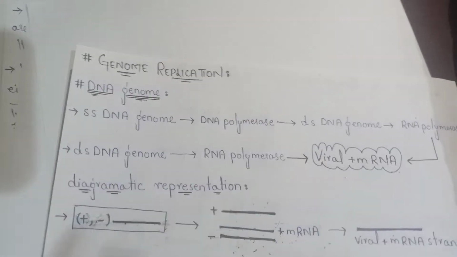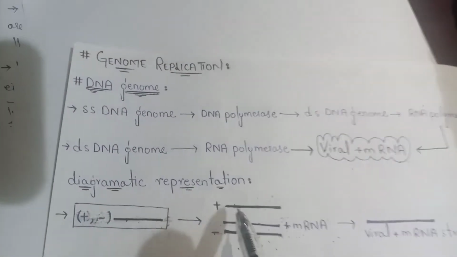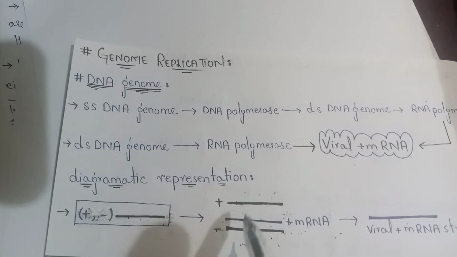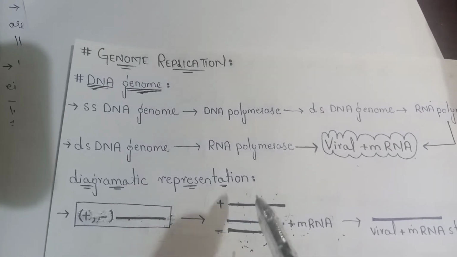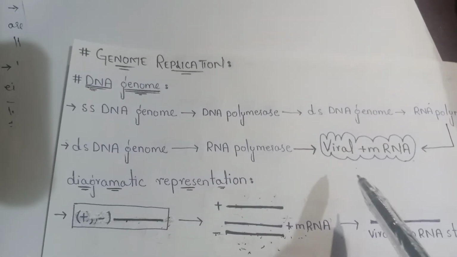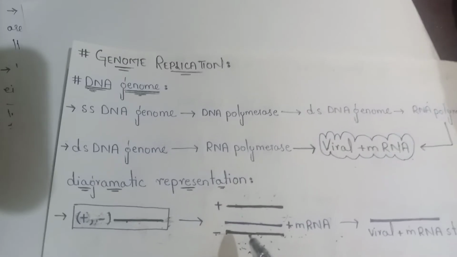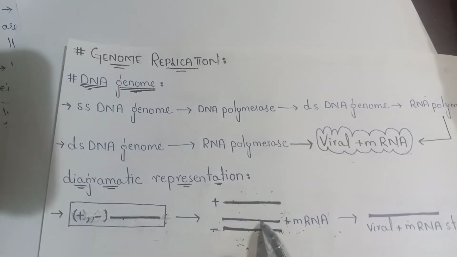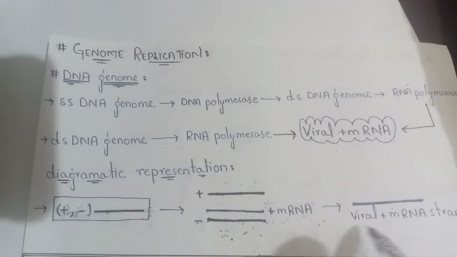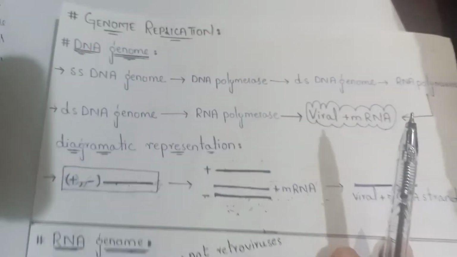Now if we have a double stranded DNA genome, for example this double stranded DNA genome, simply by using DNA dependent RNA polymerase, this is the host enzyme, because this is a DNA virus, the mRNA will be synthesized, and this mRNA will be used as the viral positive mRNA strand. So this was all about the DNA genome.